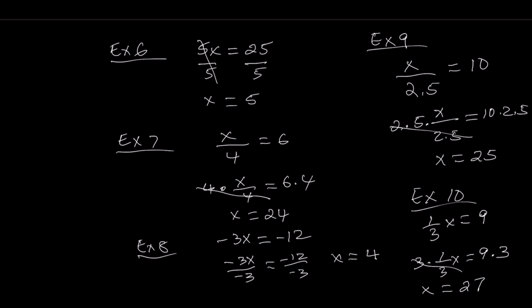Recap. To solve a one-step equation, look at the operation being used on the variable. Use the inverse to undo it. Do the same thing to both sides of the equation. That's it.